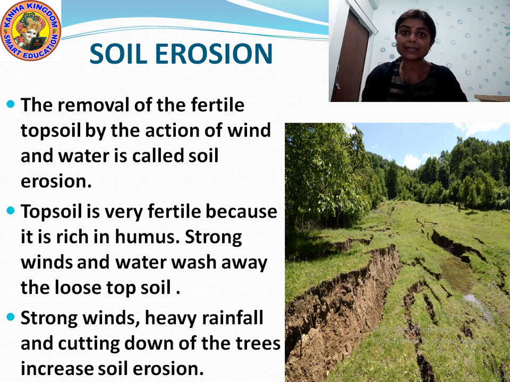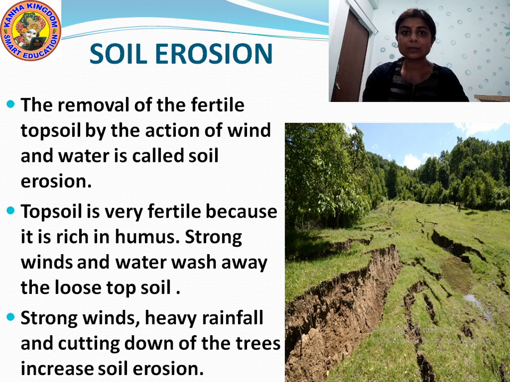And the topsoil contains sand, silt, clay along with humus, minerals, all the essential nutrients that are required by the plants to grow. And soil erosion is the removal of the fertile topsoil by the action of heavy rainfall and wind, by which the top layer of the soil gets eroded, making the soil infertile. Understood? Then topsoil is very fertile because it is rich in humus.